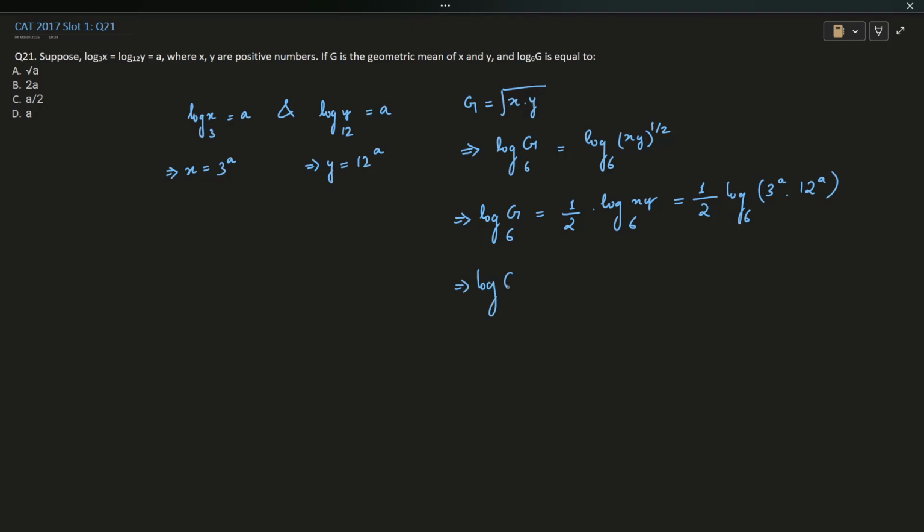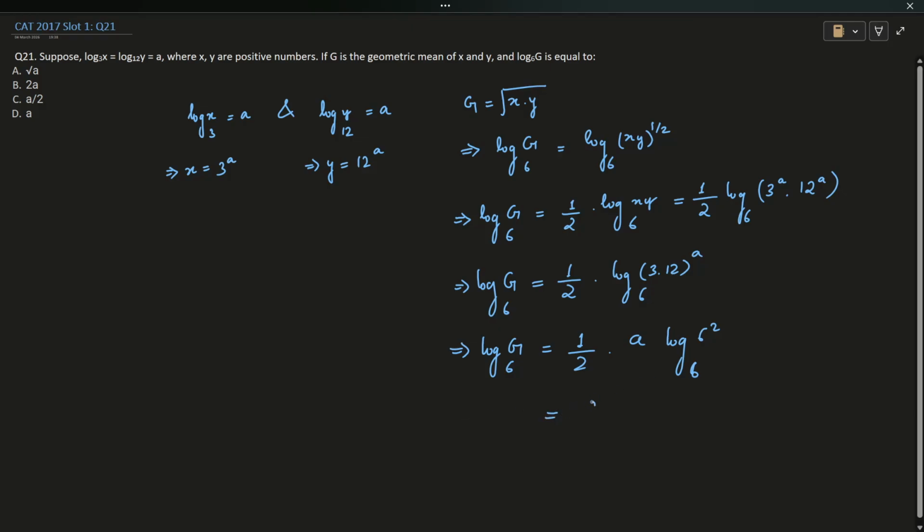Alright, so I can write 1 by 2 log 6, and by properties of exponents I can combine the two numbers and take the power as common. So log g base 6 is equal to, now again I will use properties of logarithm, a will come outside, and 3 into 12 is 36. 36 can be written as 6 square, right? So this is basically a by 2.